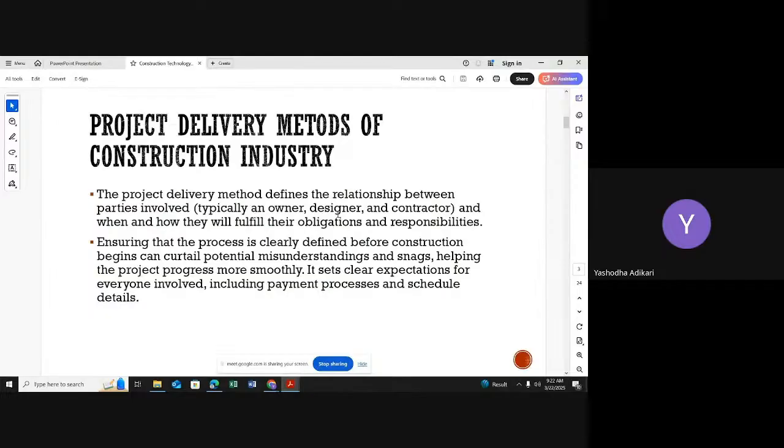I think this may be the start for you to learn about the project delivery methods, right? But it will continue in future also, right? The theory is the same. Actually, when you're working in the industry also, this project delivery method is important.